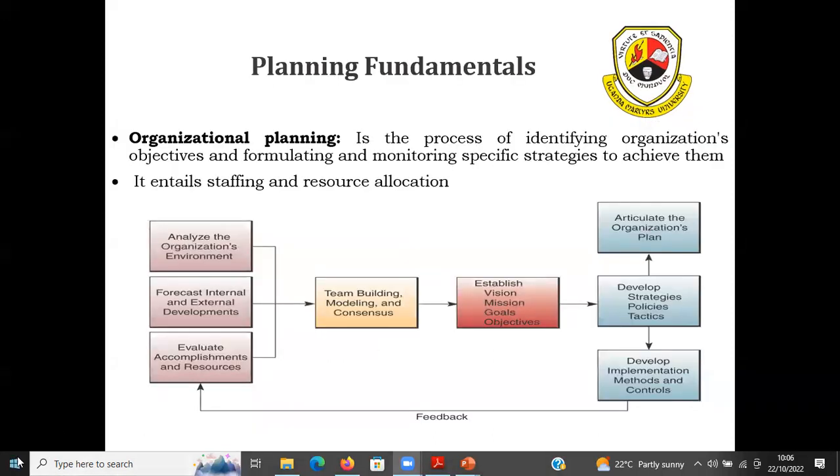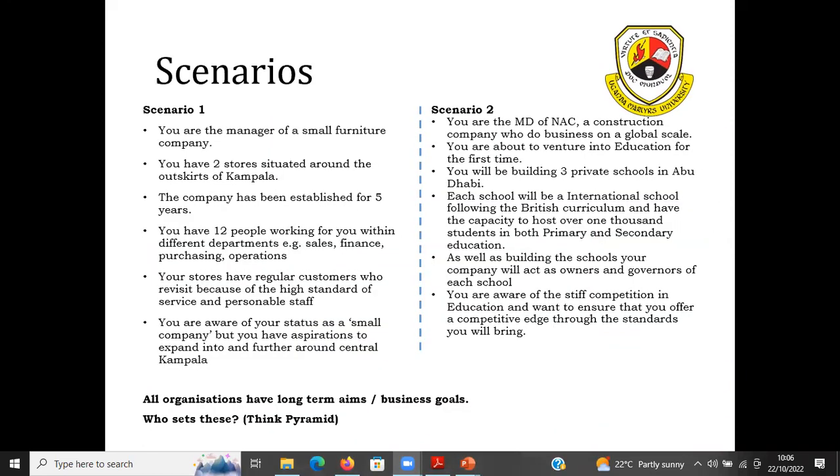If we go back here, look at team building. The team building is the one which will begin to analyze the organization's internal environment and external environment. The owner is not going to do it for himself or herself, but it's the team that is going to do it. For me, that's what I would suggest. Any other suggestion?